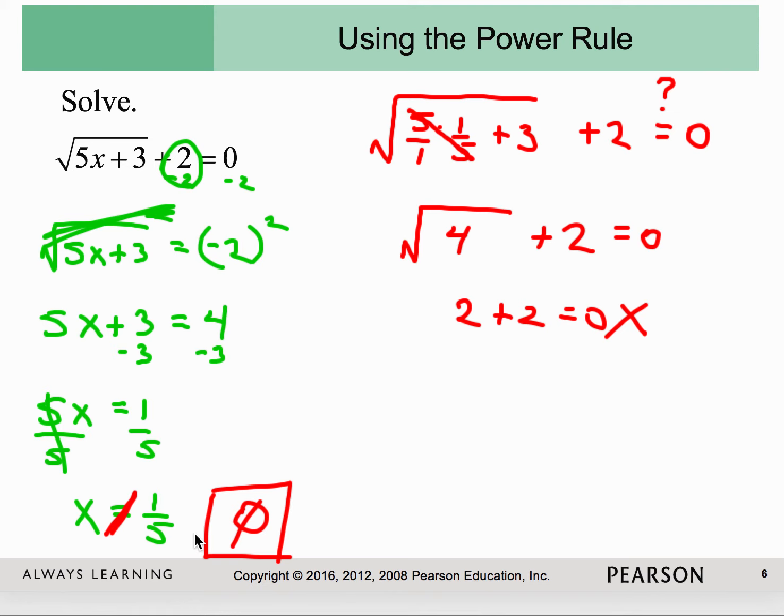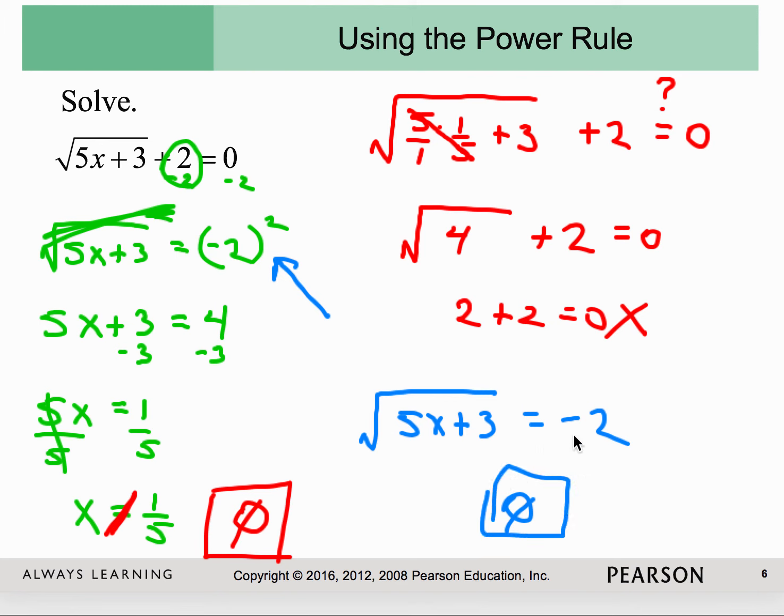Now, with that being said, on this one, let me show you a little shortcut. I technically could have stopped right here at this step on this one, because I wound up with the square root of 5x plus 3 equals negative 2. If I get a square root equals a negative number, I know that's no solution. I'm done. Square roots don't equal negative numbers. Not when it starts out in the problem, remember. When it starts out in the problem, it's meant to be the principal, the positive root. So it'll never equal a negative number.